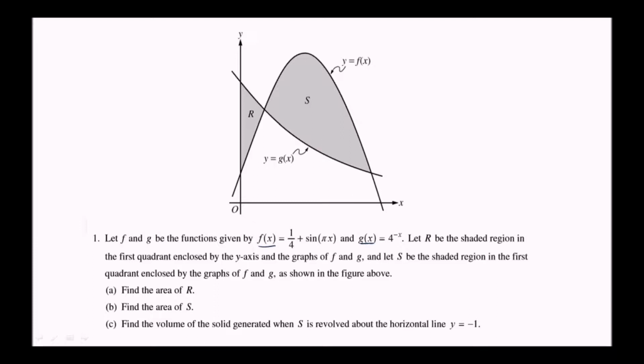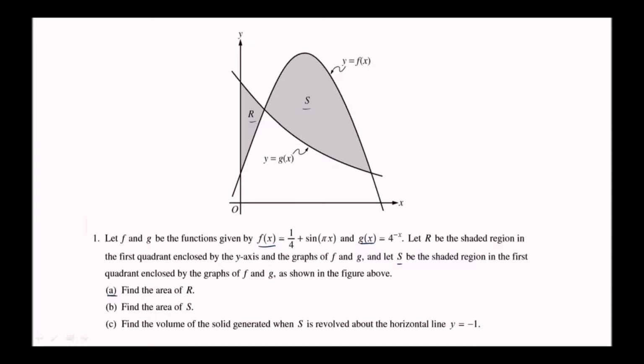Let R be the shaded region in the first quadrant enclosed by the y-axis and the graphs of f and g, and let S be the shaded region in the first quadrant enclosed by the graphs of f and g, as shown in the figure above. So we have the region R and the region S.